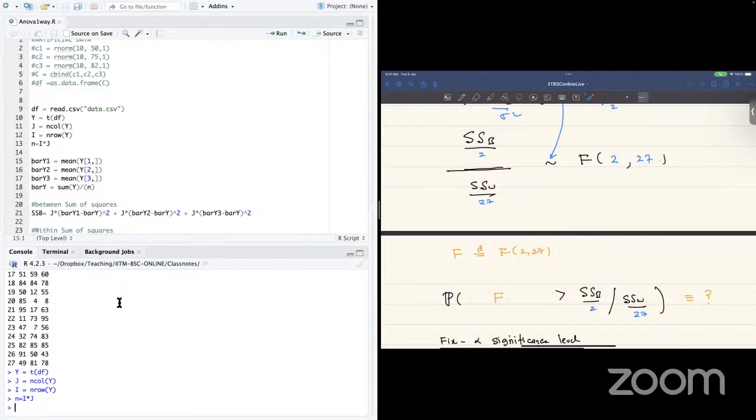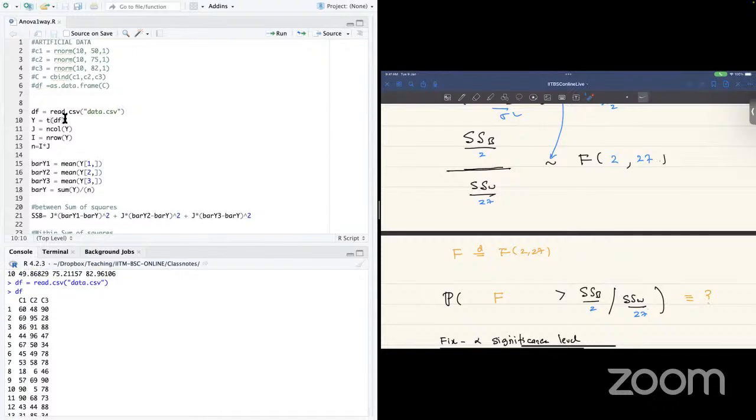Let's look at I. The number of groups is 3. The number of answer scripts is 20. Why is it 27? I only have 9 scripts, is it by mistake? No. Why is it not? Y is this. J is this. Let's go to J.